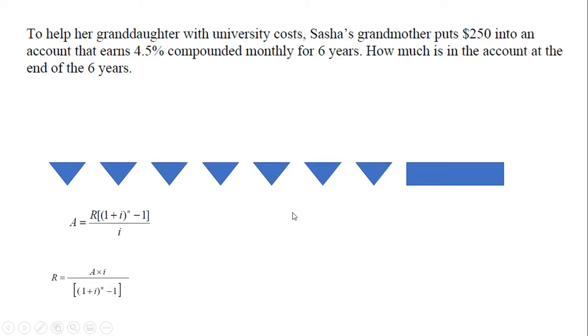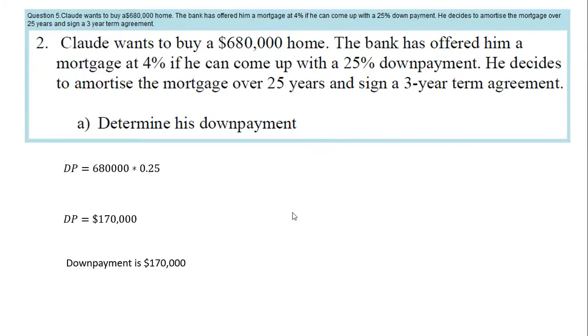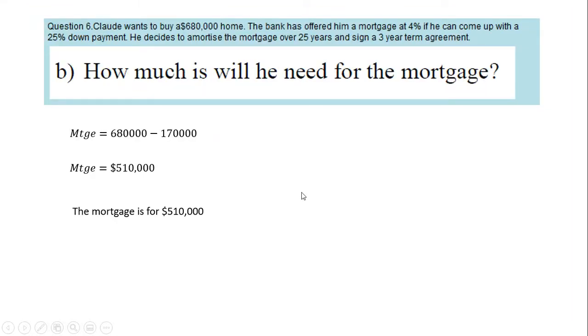All right, so I'm going to move on now to the mortgage questions that you had. I know you did this part of the question already, so I'm going to review it very quickly. You wanted to know the down payment, and down payment is simply taking 25% of the 680, and that means you have a $170,000 down payment. I think you said you got that part already, so we're good there. Then it asks how much he needs for the mortgage. So we're taking away the 170 from the 680. That leaves us with 510. I think you got that part as well. So the mortgage is $510,000.